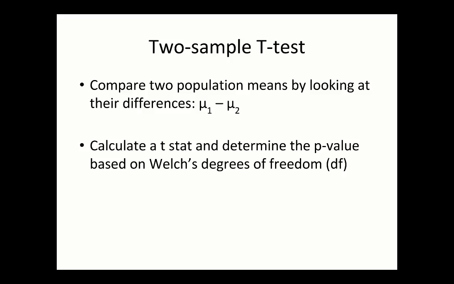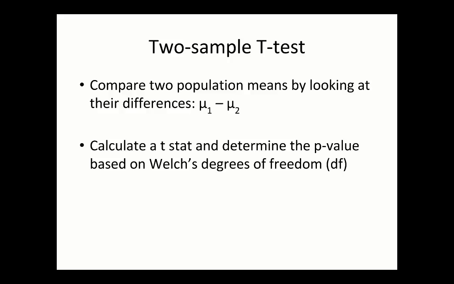The procedural characteristics of a two-sample t-test involves comparing two population means by looking at their differences. As such, you are comparing the mean from population 1 minus the mean from population 2 and determining if this difference is significant. The sample means and standard deviation is used for calculating the t-statistic, which can be used for determining the p-value based on Welch's degrees of freedom. You don't have to memorize how to calculate the t-statistic, but you should know what it is.